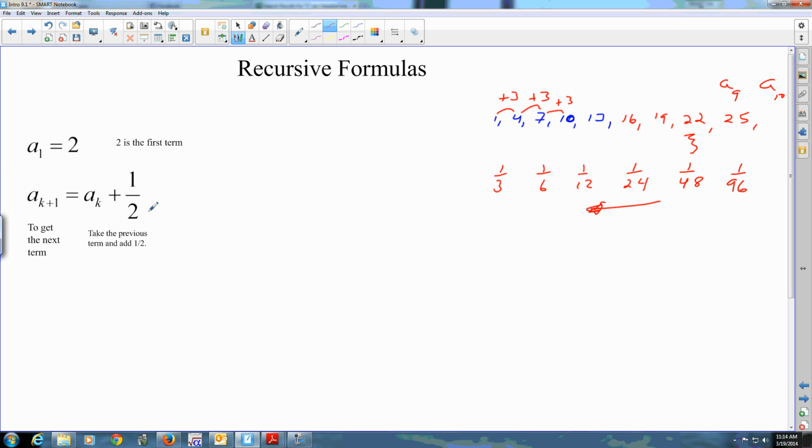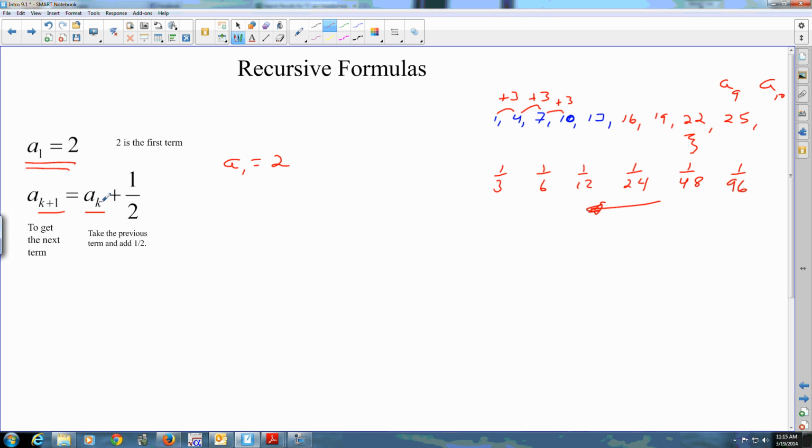And a recursive formula looks like this. It looks much more complicated, but it's actually easy because it's recursive. You just follow the pattern and keep doing what it says. They always have to tell you where to start. So in this case, they're telling you the first term is 2. All this means here, and I'll explain it as we go, is to get the next term, take the previous term, and add a half.